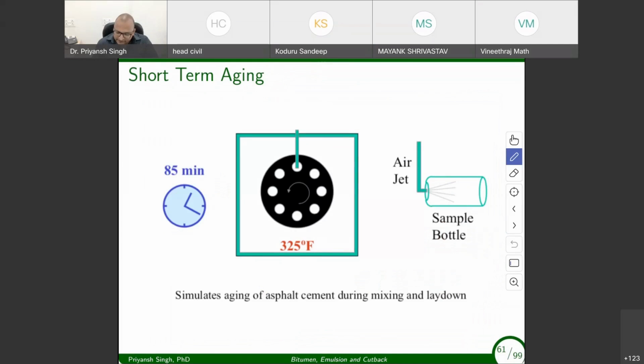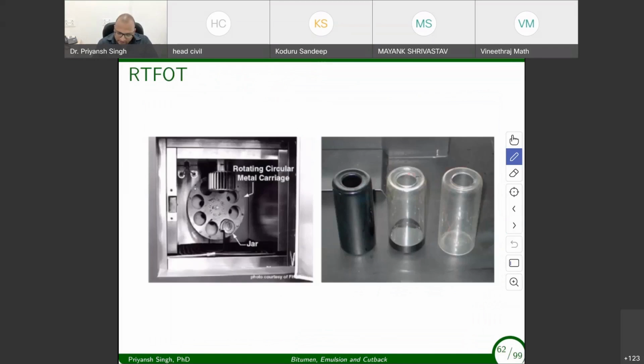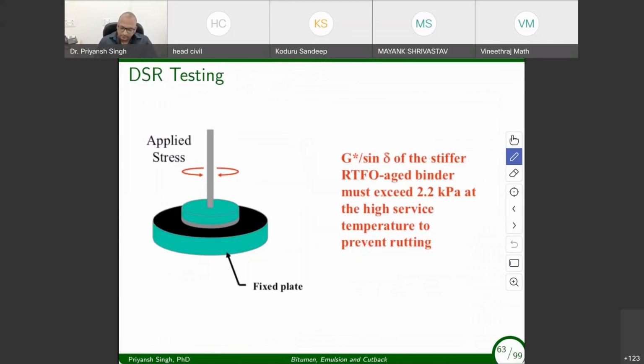Let's see what the different tests are to be conducted on the short-term aged sample. On the short-term aged sample, the parameter G star sine delta will be measured using DSR testing. Now for this RTFO aged sample, the value of this parameter should be greater than 2.2 kPa.